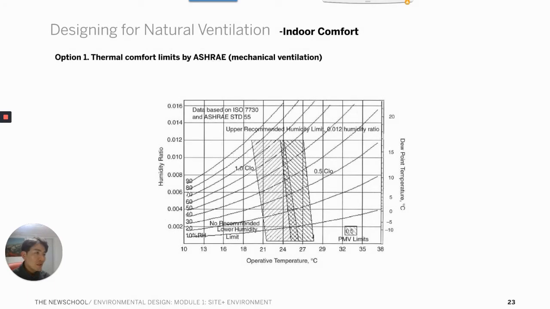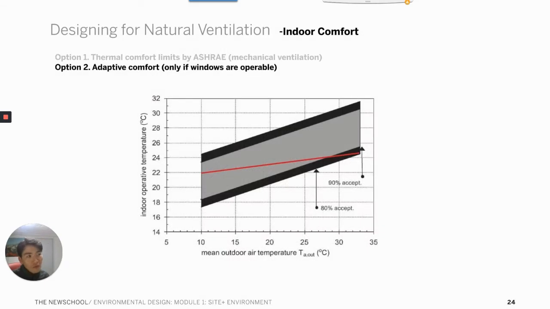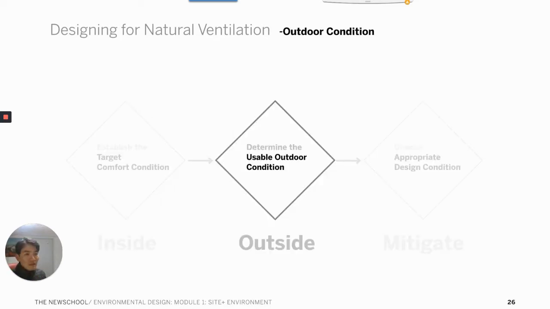You can use simply the standard set by ASHRAE. And if you have an operable window at hand, you can also use the adaptive comfort that we discussed. The next step we should do is to determine the usable outdoor condition. This is considering the outside climate.